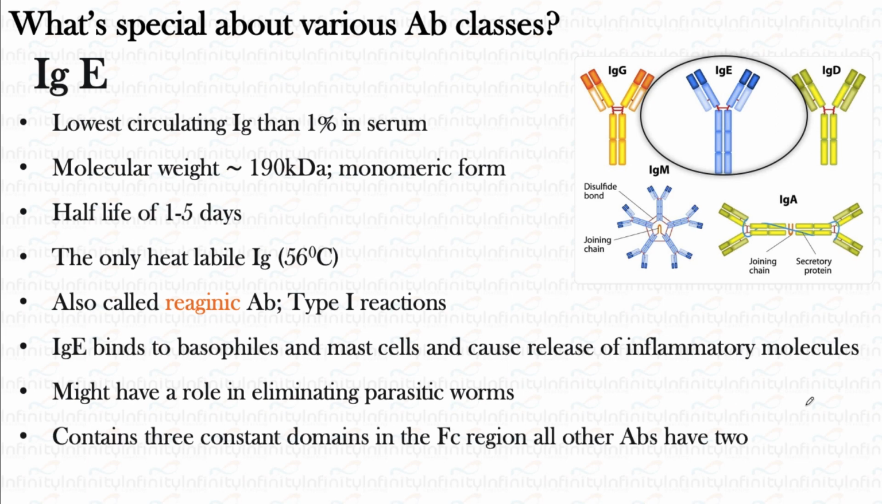IgE is also supposed to have a role in killing parasitic worms, such as leishmania and stuff like that. Another important thing is that IgE is the only antibody that contains 3 constant domains in the Fc region, whereas the rest of them contain 2 constant regions in the Fc domains. Just take a look here. You can see that there are 3 constant domains here, 1, 2 and 3, which were 2 in IgG, 2 in IgD, 2 in IgA and 2 in IgM. So this is kind of a special feature of IgE as well.